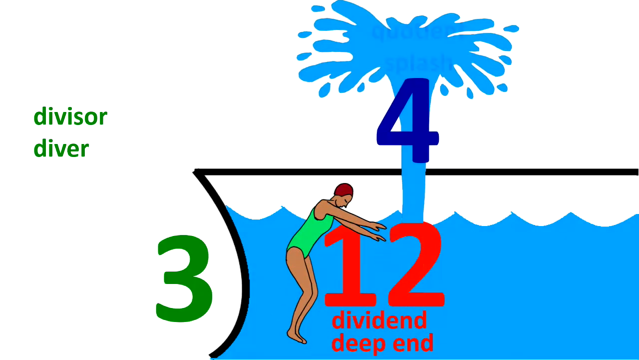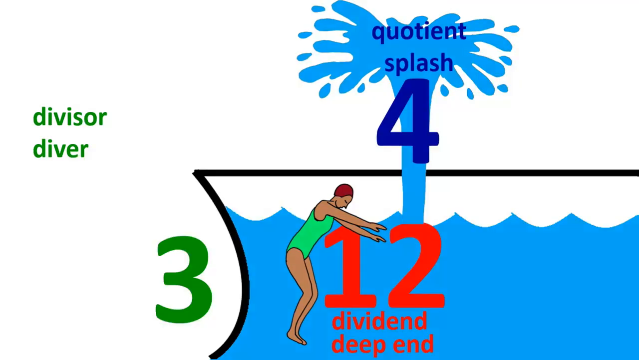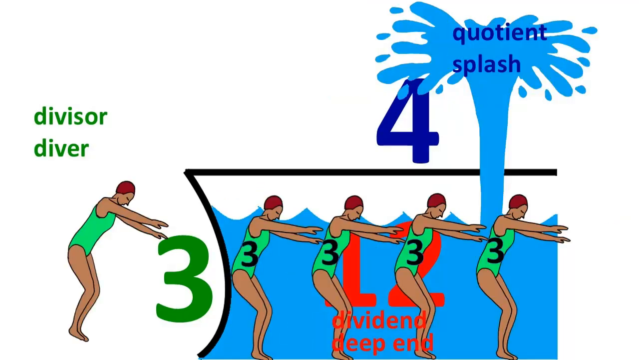The goal of division is to figure out how many times that diver can dive into the deep end of the pool, or how many times that divisor will fit into the dividend. The diver can dive into the deep end 4 times: 3, 6, 9, 12. So that is the quotient that gets splashed up.